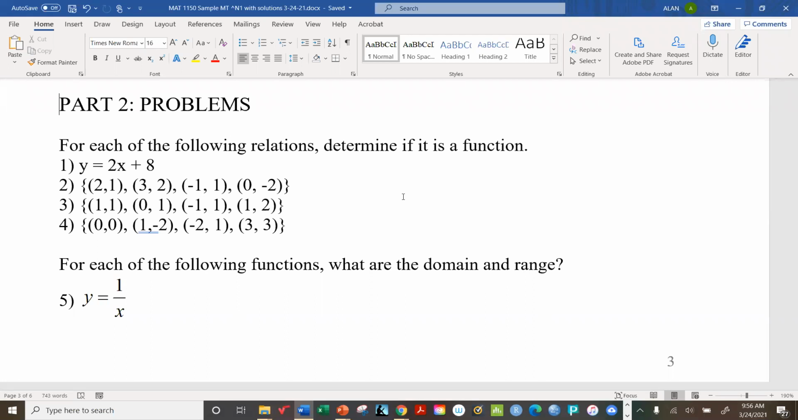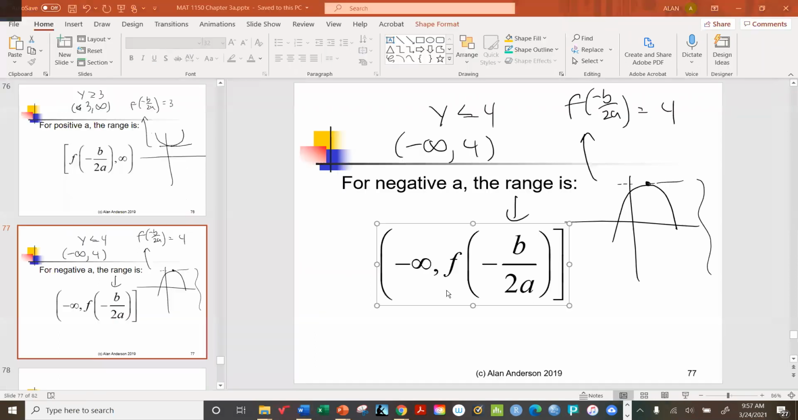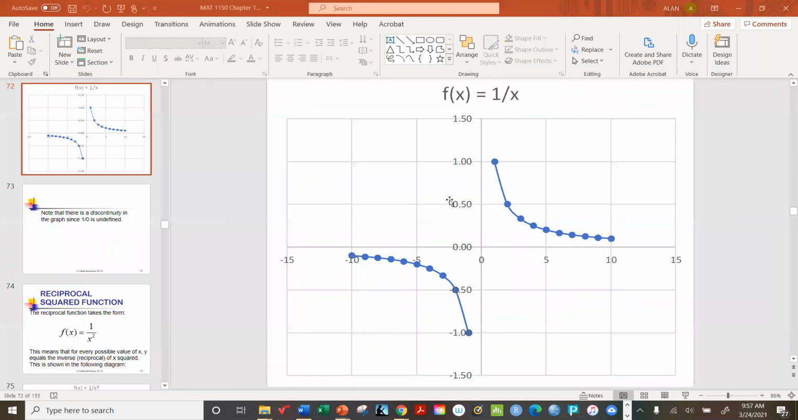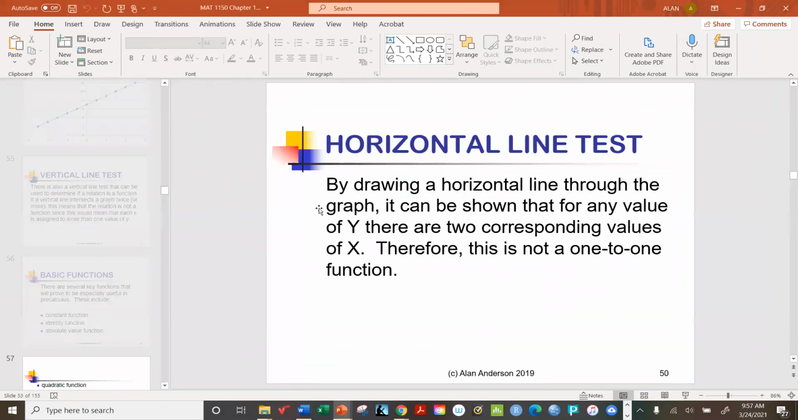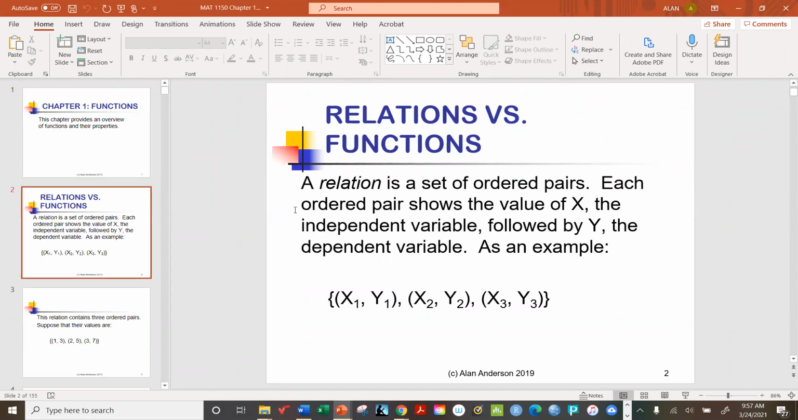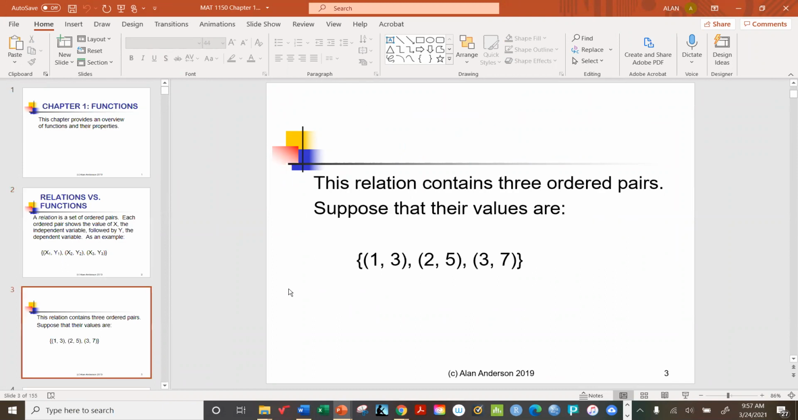Okay, here we go. So what we have to do is figure out if each of these is a function. All right, now let's go back. This would have been one of the first things we did in chapter 1. Right at the beginning when we define what is and is not a function. So first of all, any set of ordered pairs is defined as a relation. The question is whether or not the relation is also a function. Okay, so what does it take to be a function?